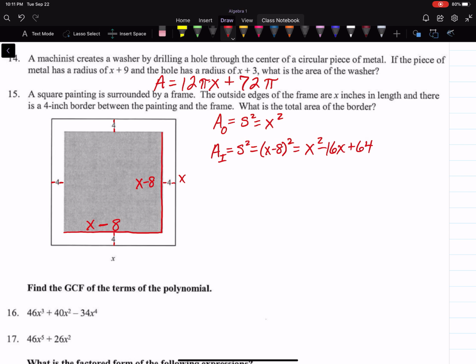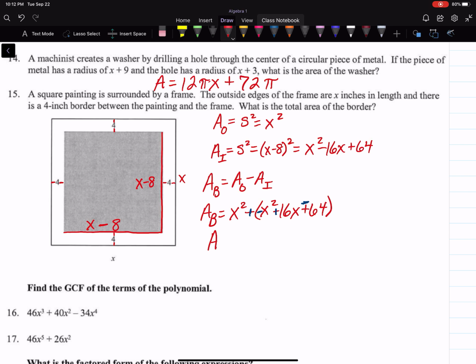So this is the area of the outside, this is the area of the inside. To get the area of the border, we're going to subtract, or say the area of the outside minus the area of the inside. So that will be area of the border, area of the outside was just x squared, minus, again, I'm going to put all this in parentheses, x squared minus 16x plus 64. I'm going to change that to addition, which takes that minus, plus, and minus.